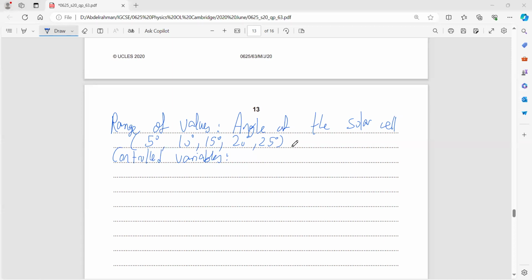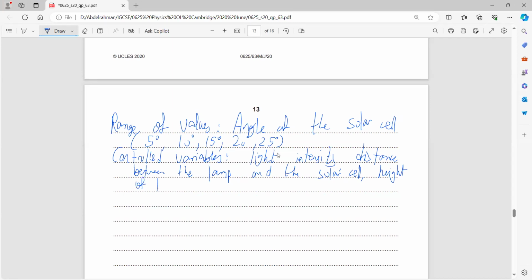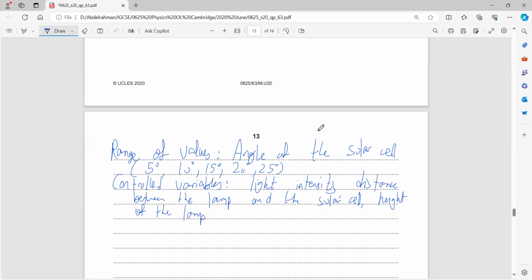The light intensity, the distance. Okay. Anything else? Light intensity is correct. And the distance between the lamp and the solar cell. The distance is very important: the distance between the lamp and the solar cell. Can I say the height of the lamp, or will it not matter? It's not wrong. The height of the lamp. Good, we wrote down the controlled variables.